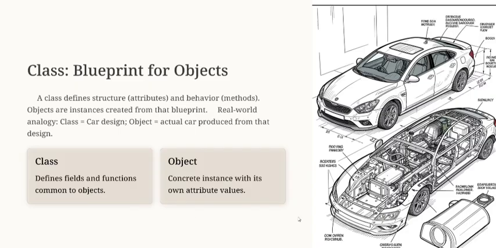So what is an object? An object is an actual instance of a class. Using the car example, the class is the car design, and an object is an actual car produced from that design. Each car object can have different values. For example, one car has color red and model BMW, and the second car has color black and model Audi. Both belong to the same class but have different data.